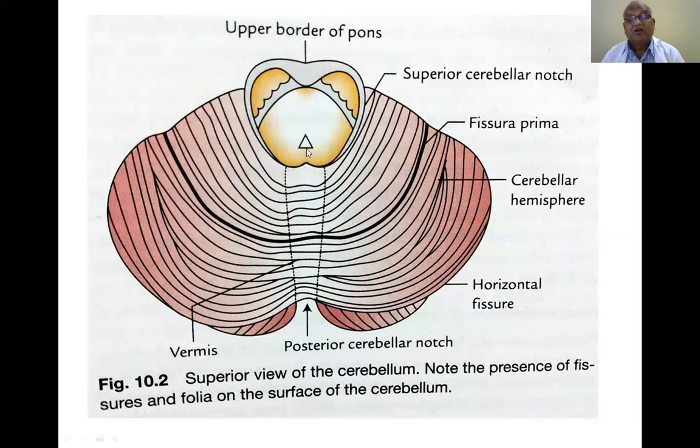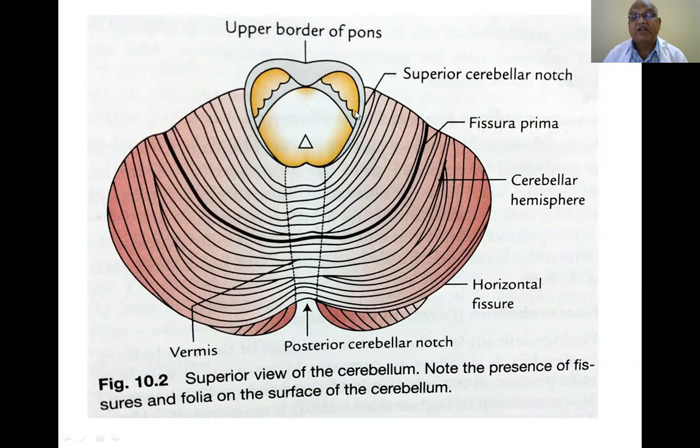Now, this is the diagram given in the textbook. Superior view of the cerebellum, which is convex. This is the central part, the vermis. This is an imperfect observation of the vermis. It is deep, so that's why it is shown in a dotted line.